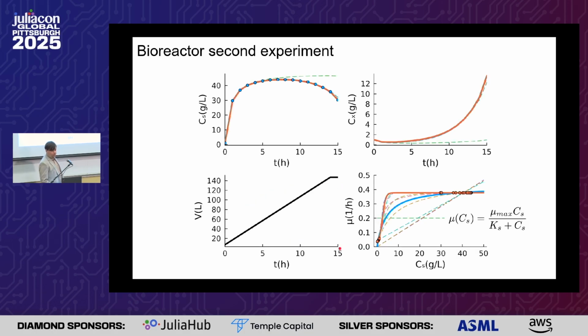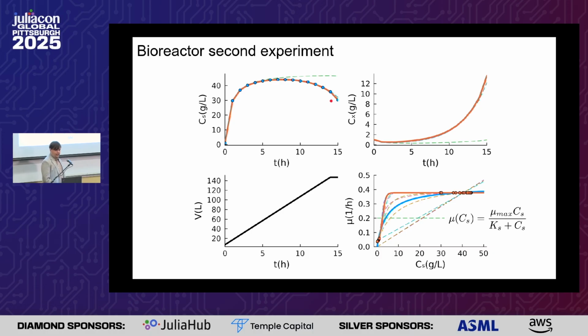We actually performed the second experiment here, and we see that because we are pumping a lot of food into the reactor, the substrate concentration grows very quickly, and then once the biomass grows exponentially, we can see that at the end, finally, the substrate concentration is starting to go down because there is so much biomass present in the reactor that it starts to get eaten.